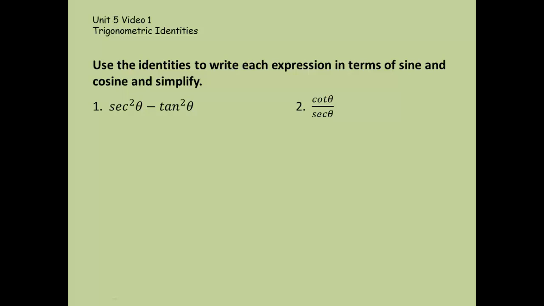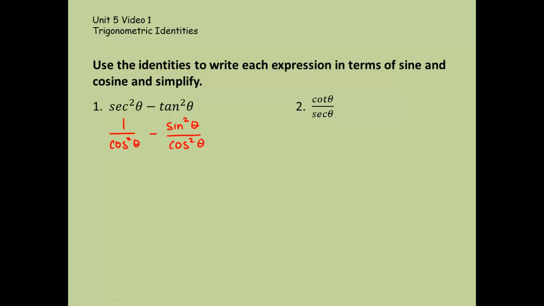So secant squared of theta is going to be written as 1 over cosine squared of theta. And tangent squared of theta is going to be written as sine squared of theta over cosine squared of theta. Those are just the definitions. The first one I was using a reciprocal identity. The second piece here I was using a quotient identity. Just because it's squared does not change anything.